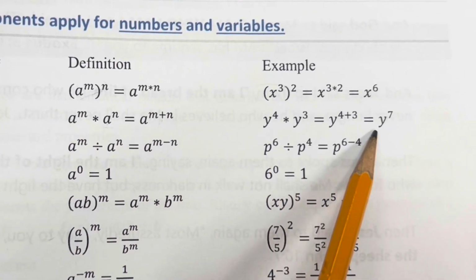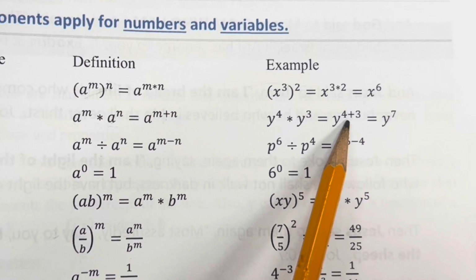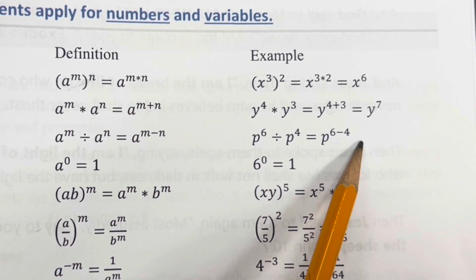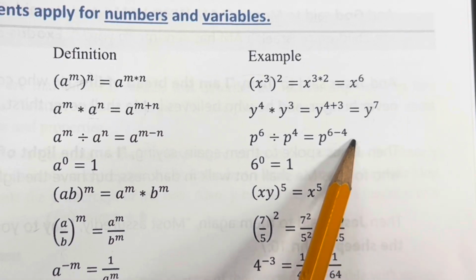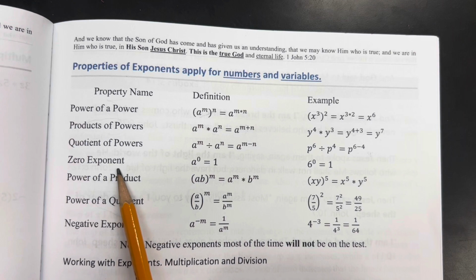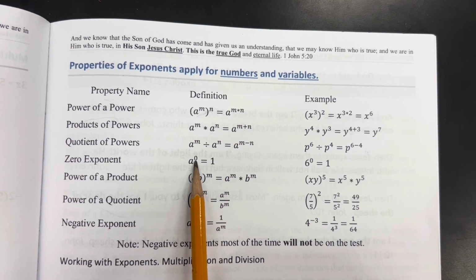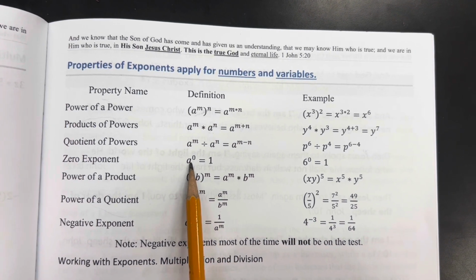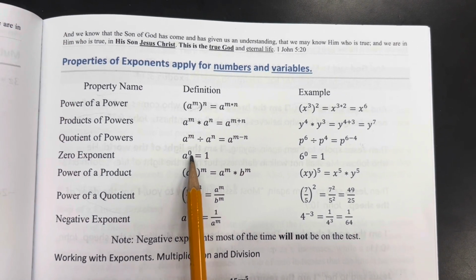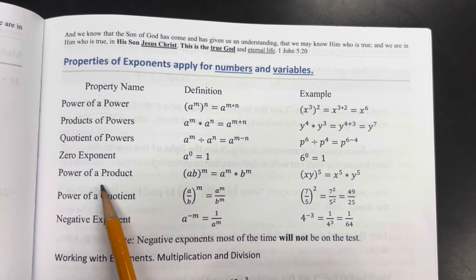And here we have the examples. Here we add the exponent, here we subtract the exponents, okay? So this is p to the second, y to the 7, p to the second is the answer here. Zero exponent, when a letter or a number is raised to 0 is equal to 1. That doesn't work for 0. 0 raised to 0 is undefined, so it's not a 1.